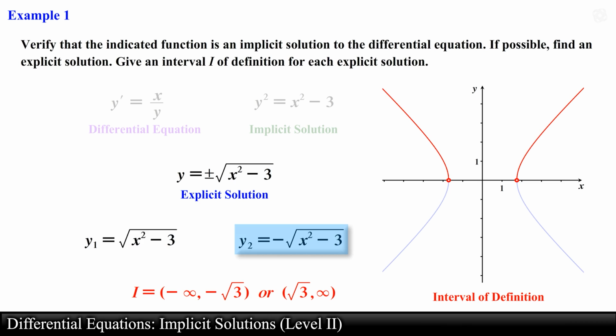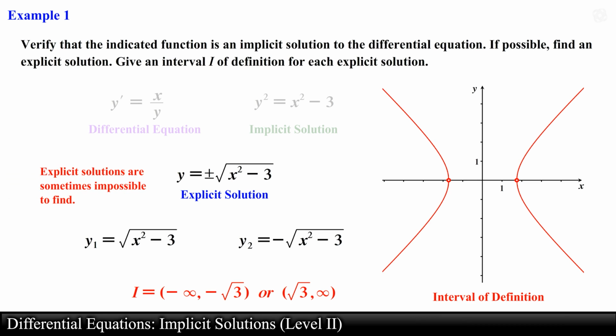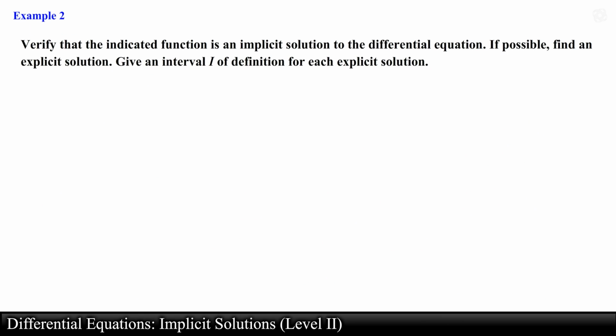If we were to use the negative explicit solution, we would have the same interval of definition, but this time, we would be using the bottom half of the hyperbola. In this example, we were able to find an explicit solution and use it to define an appropriate interval of definition. Keep in mind that this would not always be the case. It might just be impossible to find an explicit solution from the implicit relation. Alright, let's try the next example.